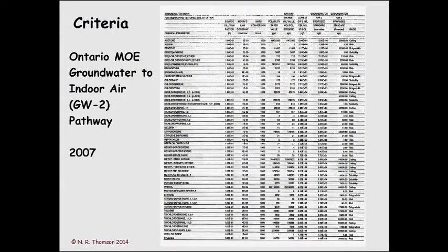These pathways then end up in regulatory criteria that are published, tables like the one on this slide for groundwater to indoor air, or GW2 pathway for the Ontario Ministry of Environment. Again, for all of the compounds in the list here, and on the far right hand side you will see the proposed standard for this particular pathway for a generic case where we have medium to fine texture soil present.